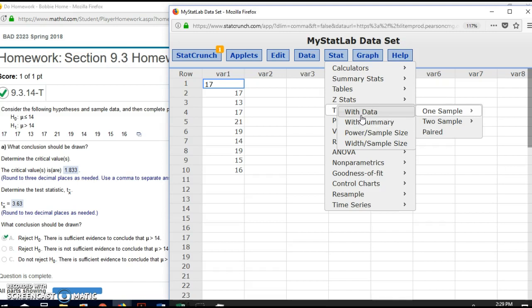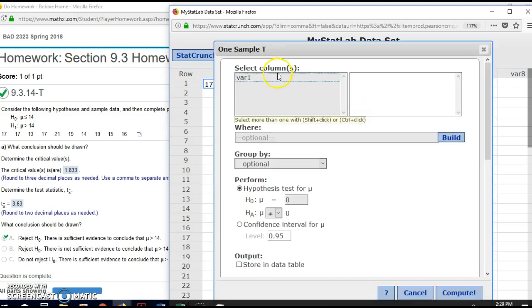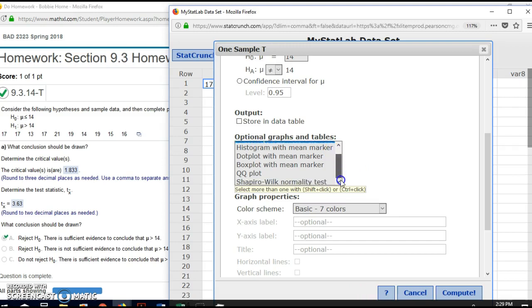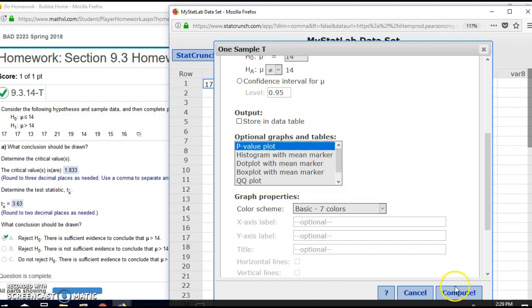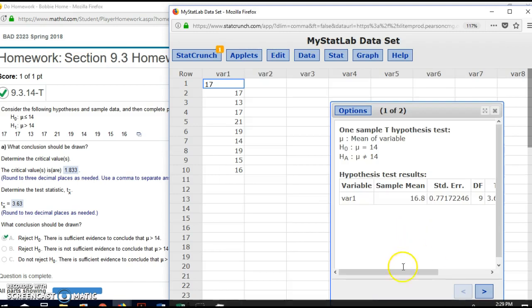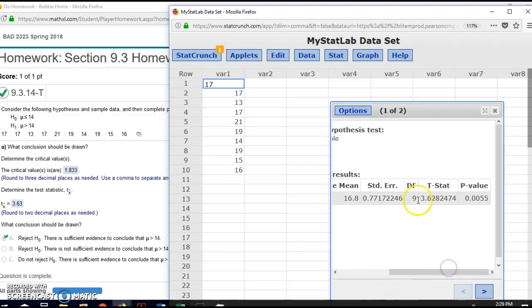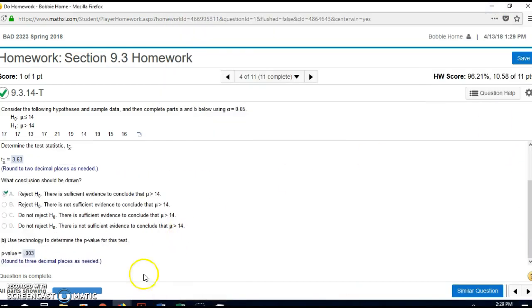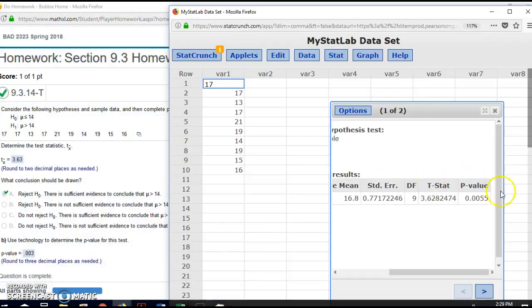Now to determine the test statistic, you still go to Stat, T-stats, and one sample, but you put not with summary because we don't have the summary, we put with data. And then you can put, for the hypothesis, 14, and then you can look through here. I don't think we need any of this, but let's hit compute. So we can see here that our test statistic is 3.63 and our p-value is 0.006.